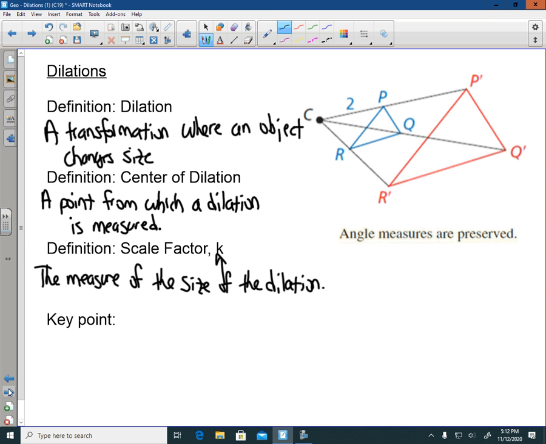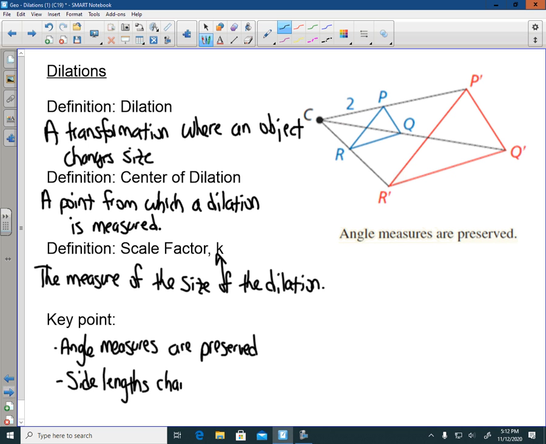There's some key points when it comes to dilation, and I'm just going to write them, and then we'll talk about them. First thing is that angle measures are preserved. And the other thing is that side lengths change. This is kind of the bottom line of how things dilate.